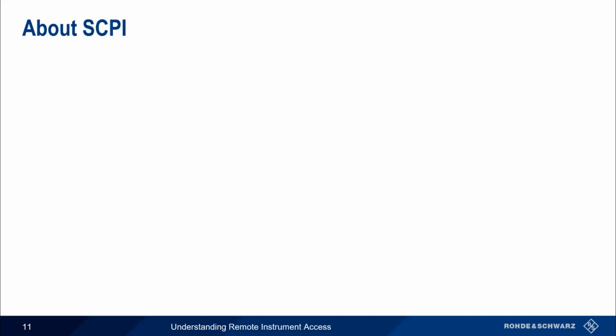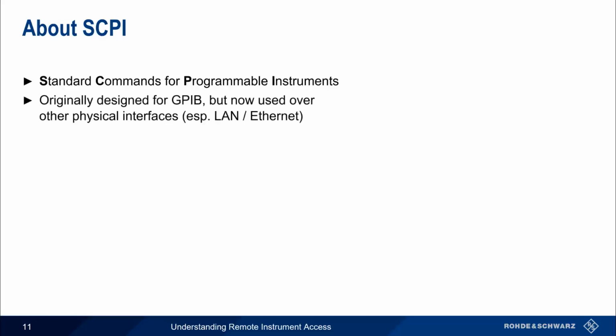Almost all programmatic control is based on the so-called SCPI standard. SCPI stands for Standard Commands for Programmable Instruments and defines common methods and syntax for instrument control. SCPI was originally defined for the GPIB interface, but is now used over other physical interfaces such as Ethernet. The general format of SCPI commands are text strings consisting of a keyword followed by one or more parameters.